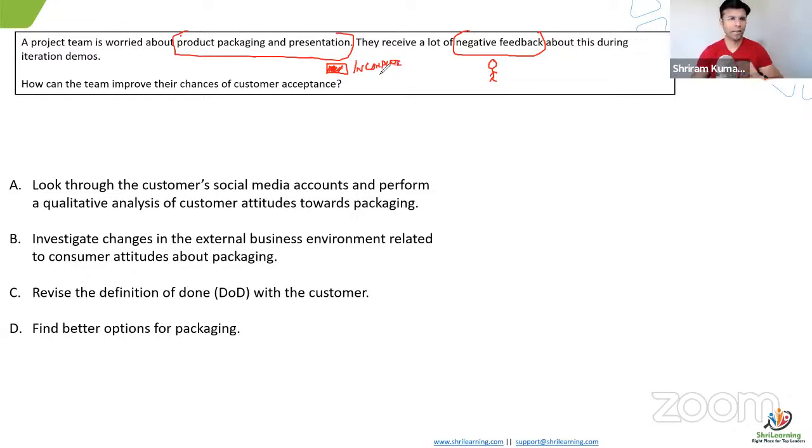Something is wrong there. How can the team improve the chances of customer acceptance? In future, they want to improve. The moment they say improve, they didn't ask you what happened. If they asked you what happened, there could be a different answer. But here, how can you improve? Can I say I should look to the future? Okay, future. What can be the next thing I have to do? Okay, that's the ask here.